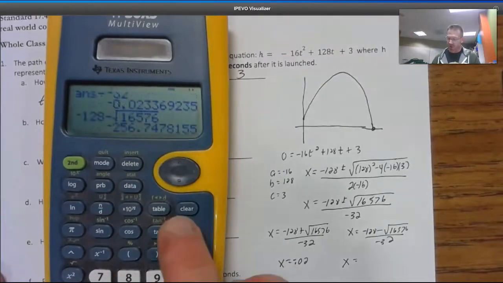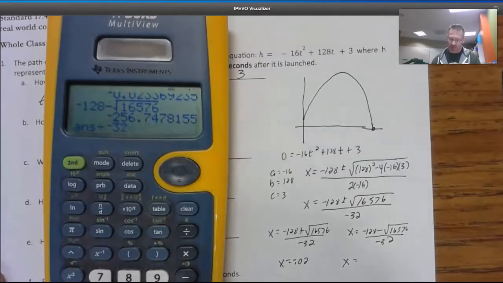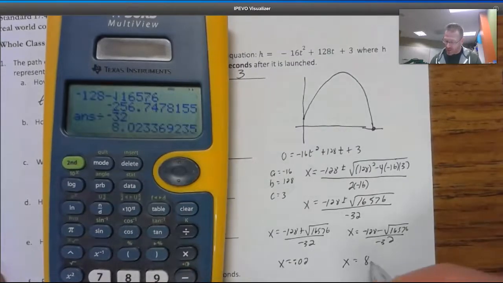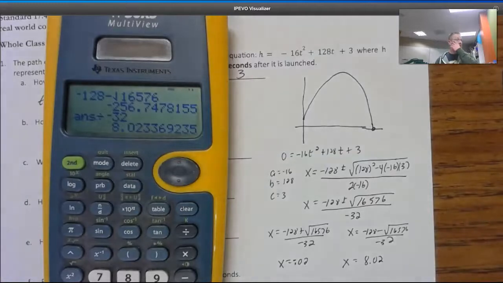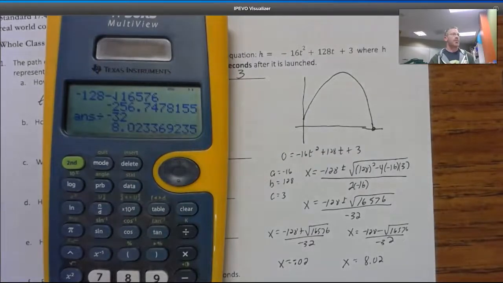All right, and then x equals negative 128 minus the square root of 16576, which equals that number. Divide that by negative 32. All right, and that gives me 8.02. Now, here's the other piece. Those are both solutions, but we're in context now. We're in a real life situation.